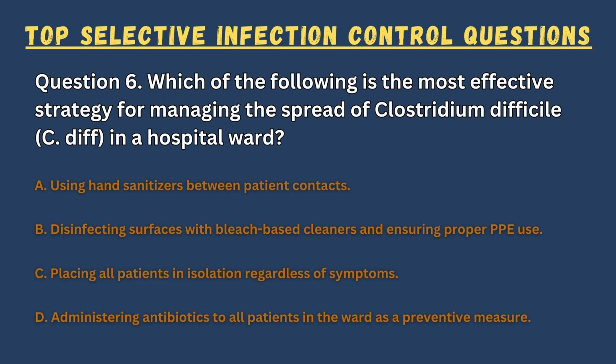Question 6. Which of the following is the most effective strategy for managing the spread of Clostridium difficile, C. diff, in a hospital ward? A. Using hand sanitizers between patient contacts. B. Disinfecting surfaces with bleach-based cleaners and ensuring proper PPE use.